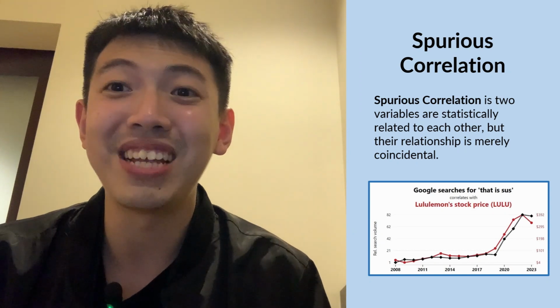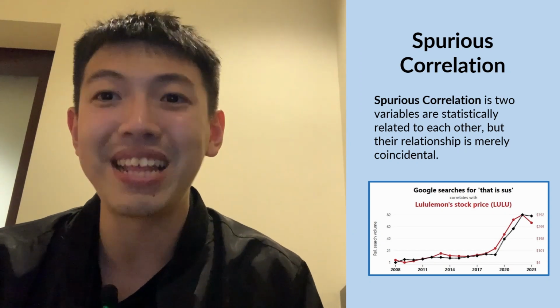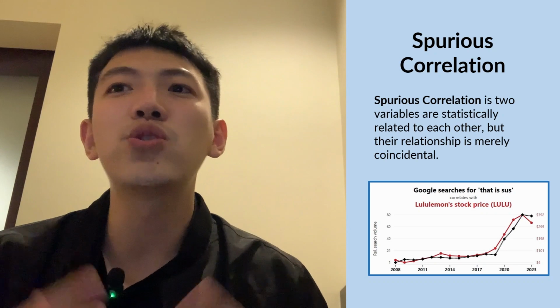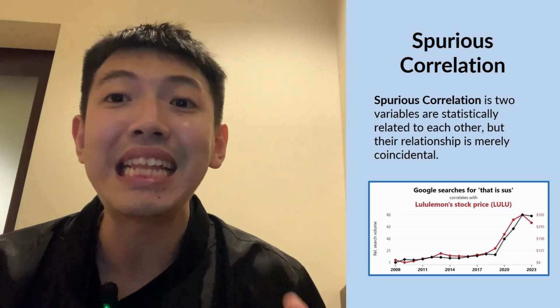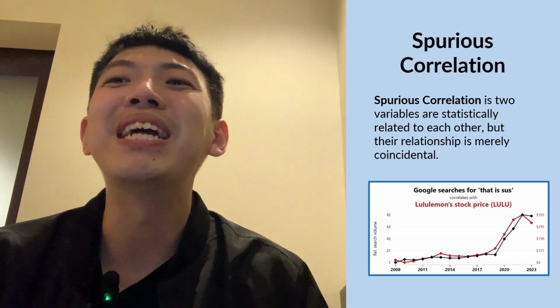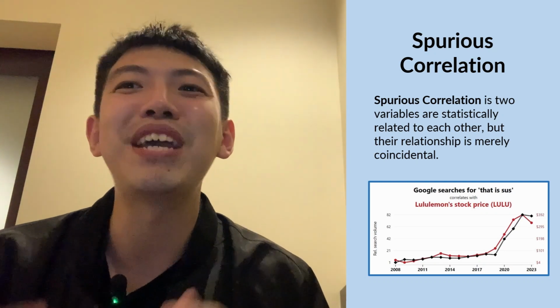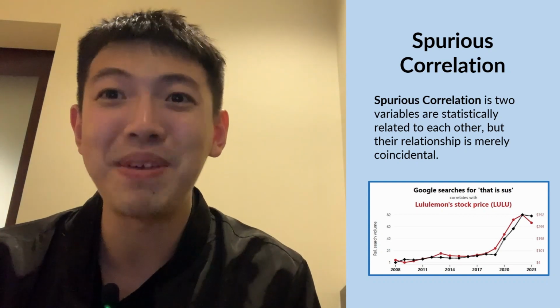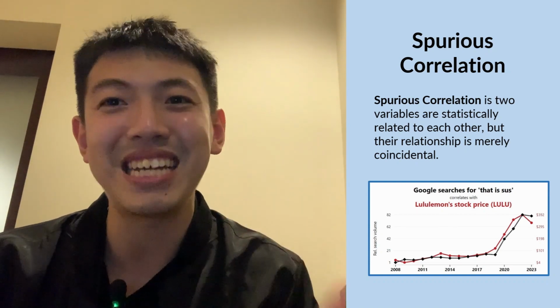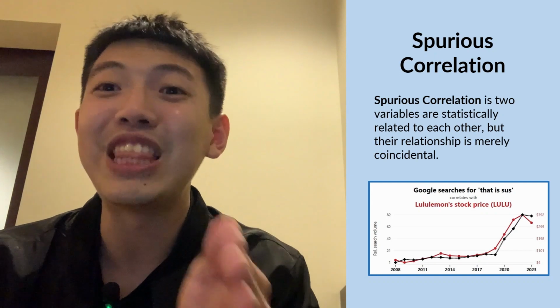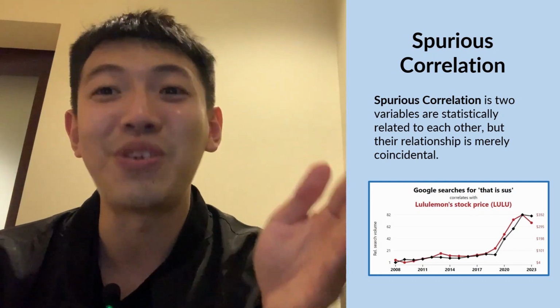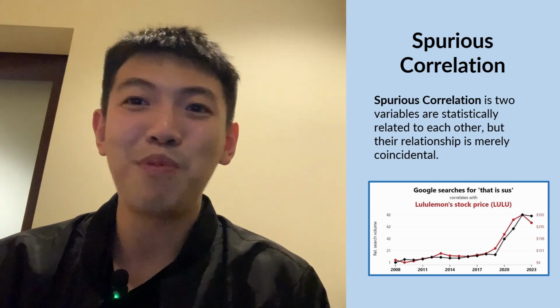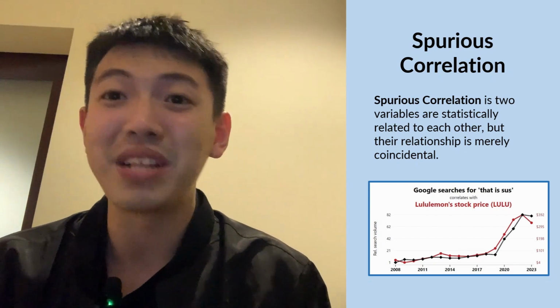By the way, there is an important thing. There is a term we call spurious correlation. Spurious correlation is two variables that are statistically related to each other, but actually the relationship is merely coincidental. Yes, it is possible to happen that two variables are statistically correlated, but actually in real life, they are not correlated at all. This chart portrays the example of spurious correlation.